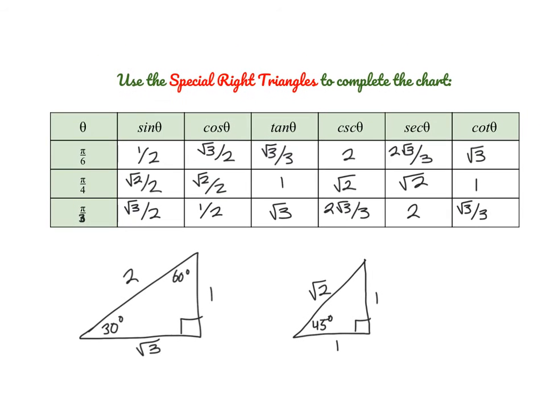So a lot of people like to draw little special right triangles at the top of maybe their paper for their homework or maybe a test or quiz, and then anytime you're evaluating one of your unit circle angles, so 30, 45, or 60 degrees, you can simply look at the triangle and reference it to evaluate.